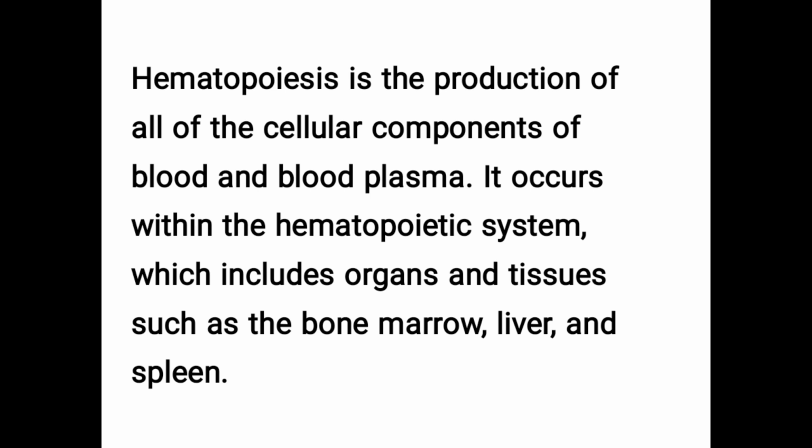Hematopoiesis is the production of all cellular components of the blood and blood plasma. It occurs within the hematopoietic system, which includes organs and tissues such as bone marrow, liver, and the spleen. The bone marrow is where the blood is produced. The spleen is where blood cells, mainly red blood cells, are destroyed when they are worn out and have reached their full life. So if they ask you what the graveyard of blood cells is, it is the spleen, while the liver also does a little bit of destruction on its own.